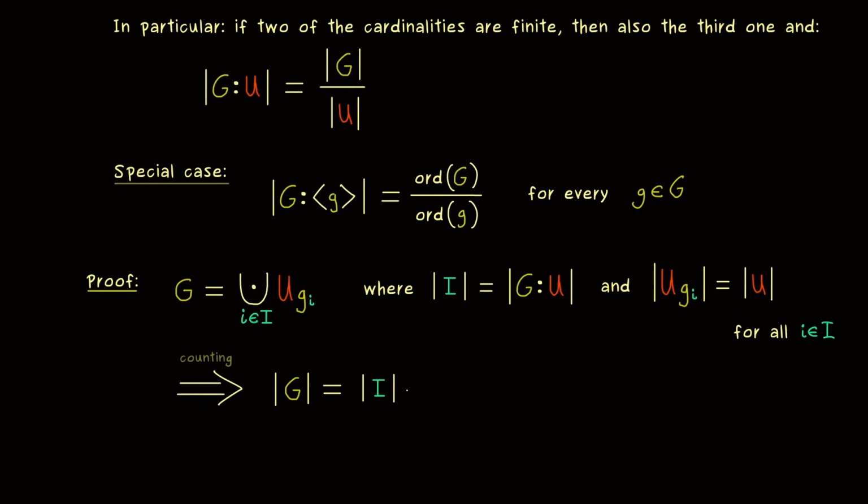So the number of elements in G is given as the number of elements in I times the number of elements in U. This definitely works in the finite case, but it's also correct for higher cardinalities. Indeed, it's really not so complicated because it's just a bijection argument with sets. And there we have it, Lagrange's theorem is proven.